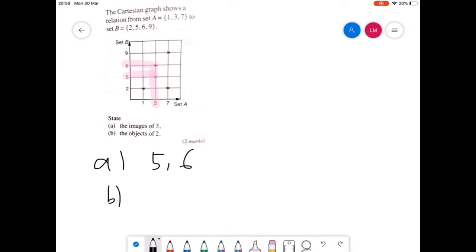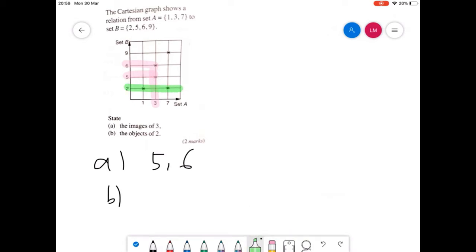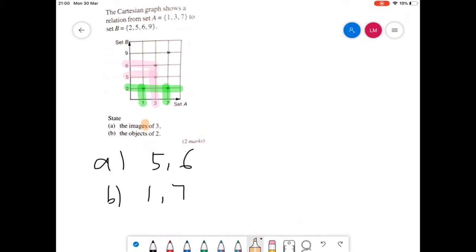While for part B, you're looking for the object of 2. So here, object of 2 means 2 is our image. So there are 2, which is 1 and 7. And a gentle reminder here, whenever you see X, it means your answer should be more than one answer. If you only have one answer, please check your answer again.